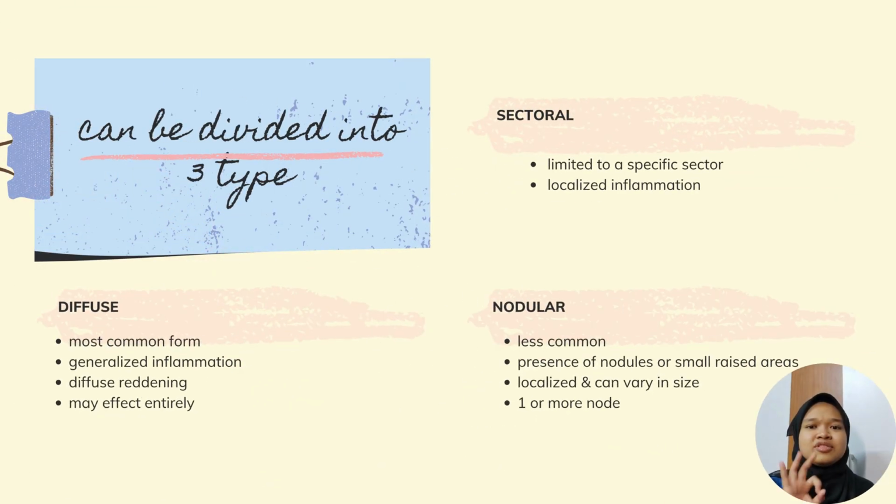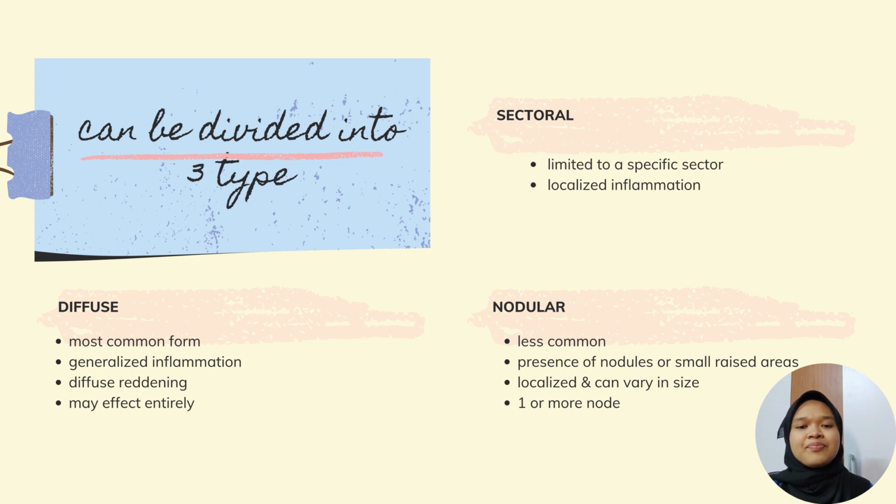Episcleritis can be divided into three types, which are sectoral, diffuse, and nodular. In the sectoral type, the infection is limited to a specific sector, so it is a localized inflammation. Diffuse episcleritis is the most common form of infection. This type is characterized by a more widespread inflammation of the episclera, which may involve the entire eye. The entire episclera may appear diffusely red or pink.